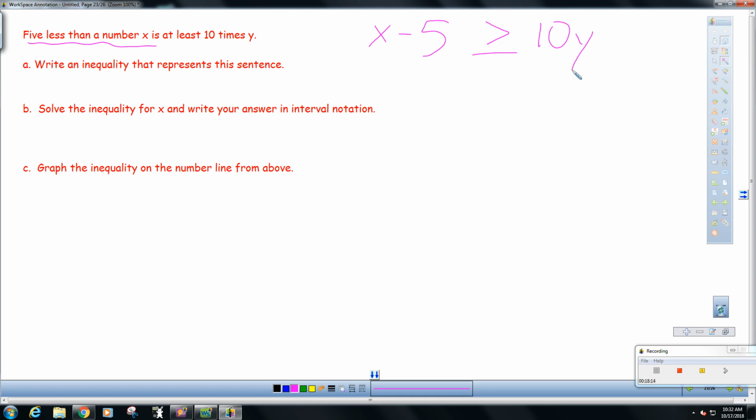Part B. Solve the equation for X and write your answer in interval notation. Add 5 to both sides. Well, we can't do interval notation on this. We'll have to add a little slide to this. And I can't graph it on the number line. So this one is actually harder than the one on the test. This will be from the next unit test. But everything else is pretty much similar. I made it too complex.